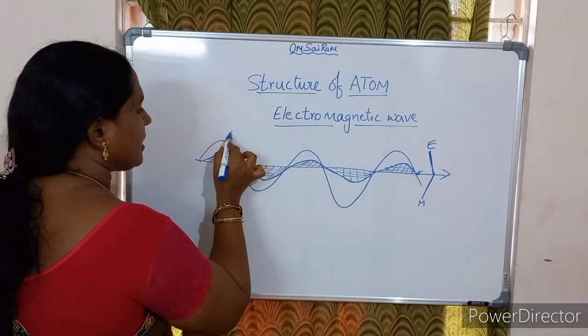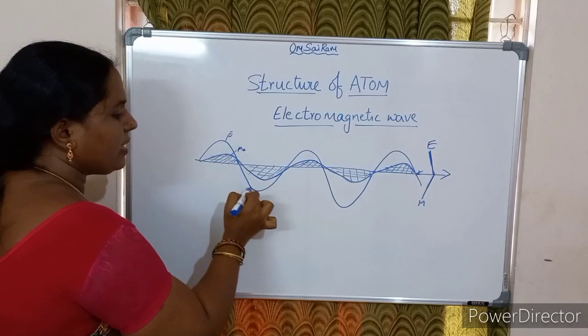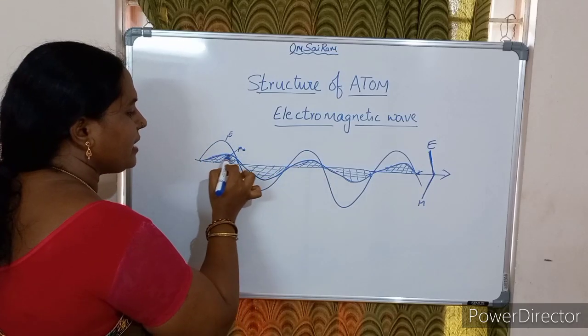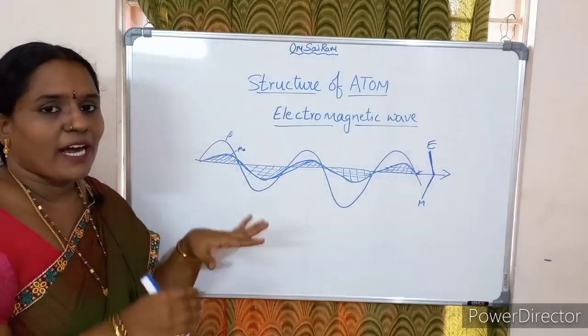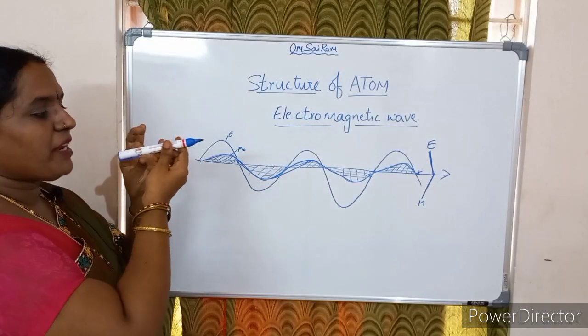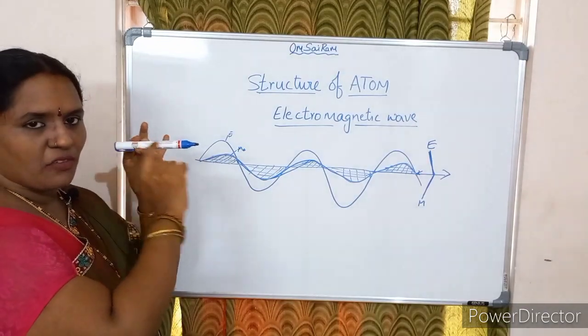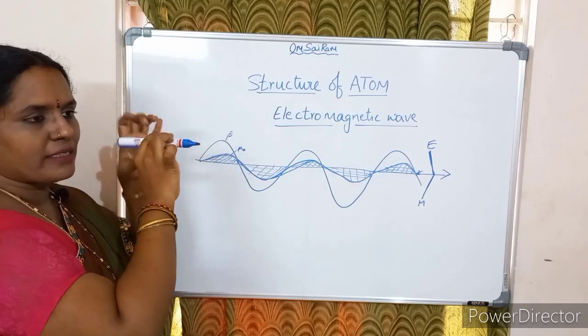If we consider this as the electric field and this as the magnetic field, the change in electric field propagates like this, whereas the change in magnetic field propagates like this. Both are perpendicular to each other. If we take this pen as the propagation of the wave, this is the direction of propagation. The wave is propagating like this.